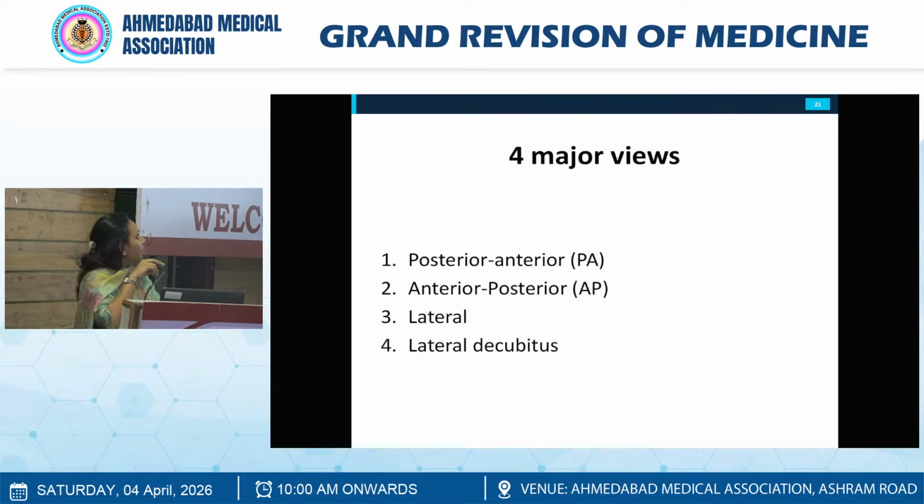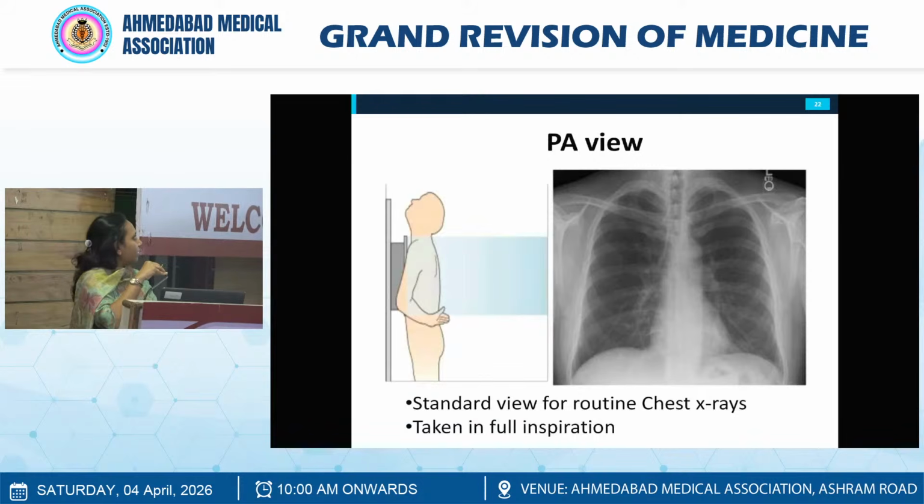So there are 4 major views, and most probably in your table vivas only the X-ray PA view and an AP view must be kept. Lateral and lateral decubitus views are mostly not kept. Okay, so in a PA view, as the name suggests, posteroanterior view, here the rays come from the posterior side and the metal plate is anteriorly placed.